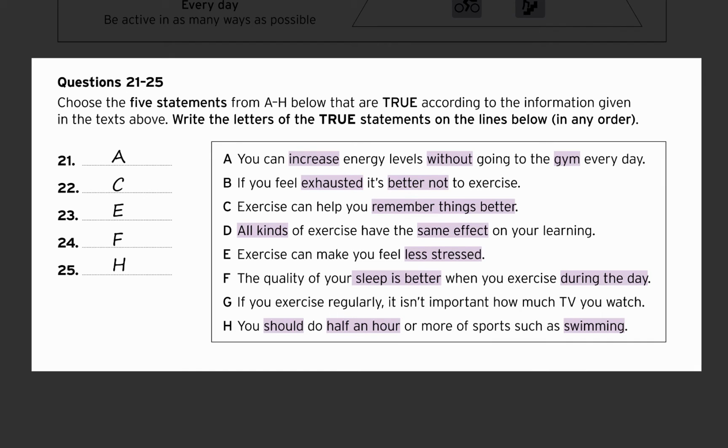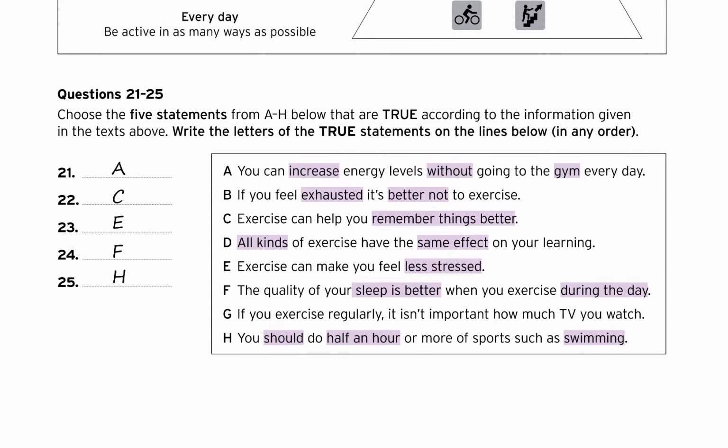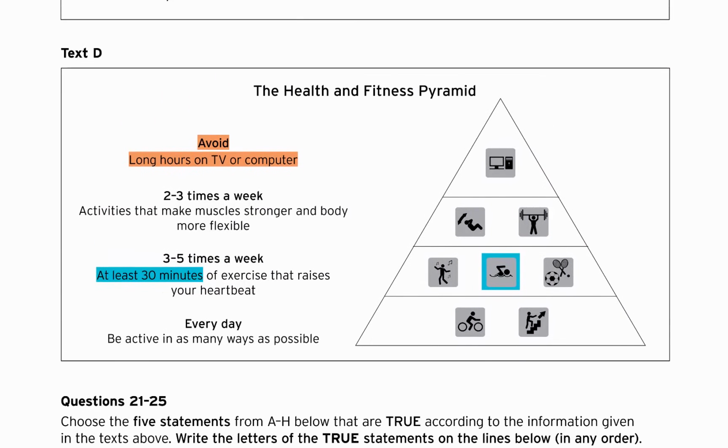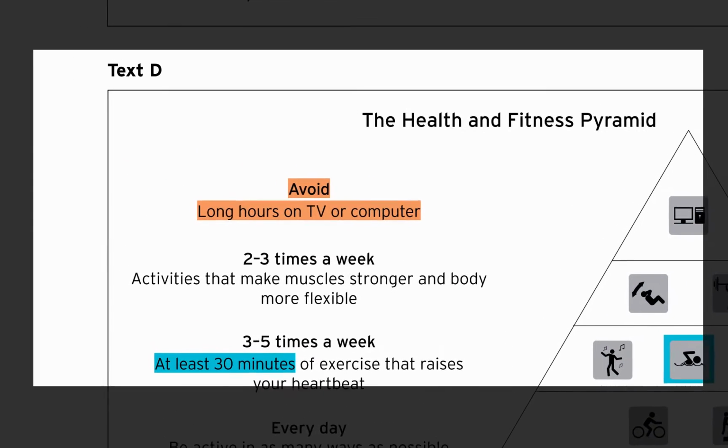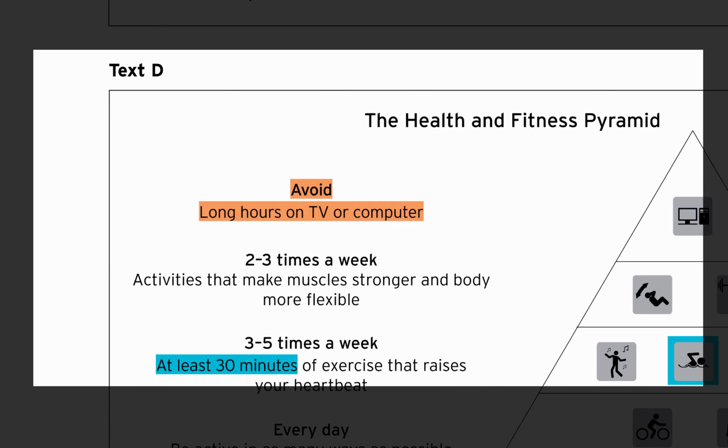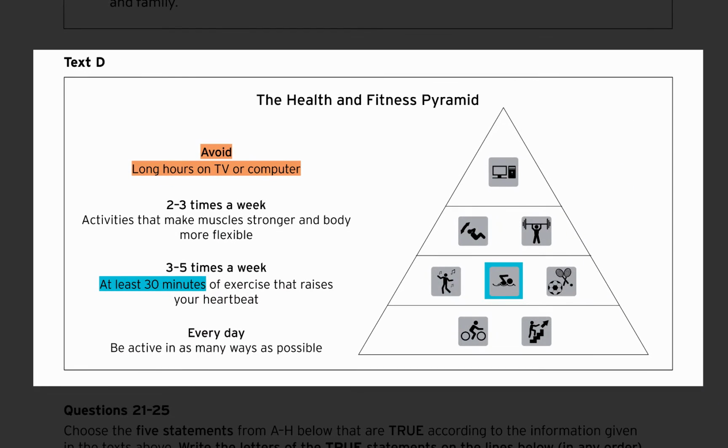G, you might notice also, is wrong. It's false. It says here, if you exercise regularly, it isn't important how much TV you watch. Is there anything to tell us that this is wrong? For G, here, text D. This time there is an answer. It says avoid, meaning don't do, long hours on TV or the computer. Again, if you already answered questions 16 to 20, we've seen this information already.